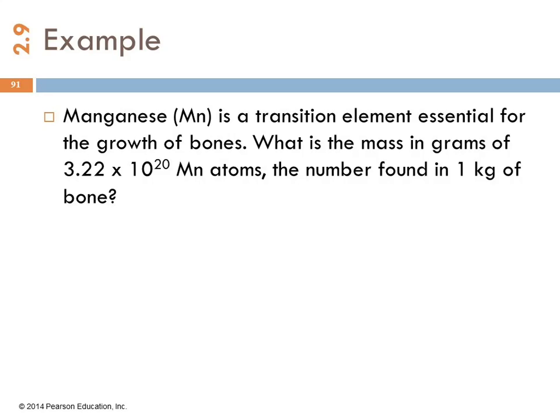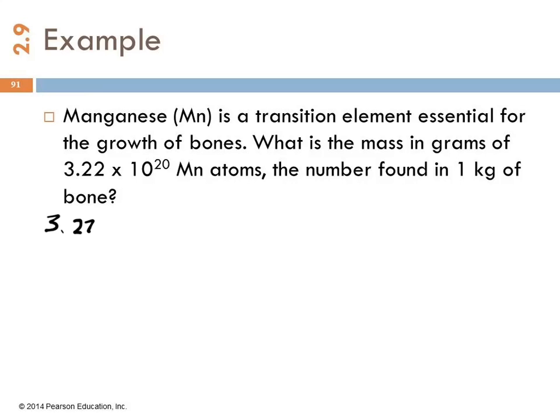Well, here's another one. Manganese is a transition element essential for the growth of bones. More fluff. What's the mass in grams of 3.22 times 10 to the 20th manganese atoms, which is the number found in 1 kilogram of bone? This question has 2 numbers in it. Do we need both of them? Might not be obvious. Well, let's write them down and see what happens, because this is part of decoding the word problems.